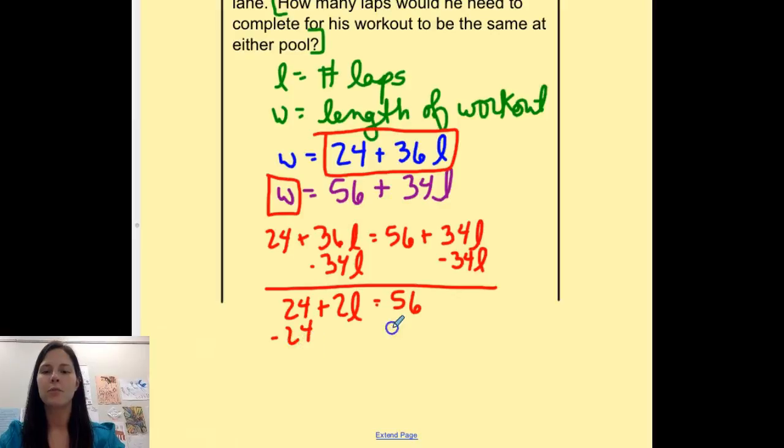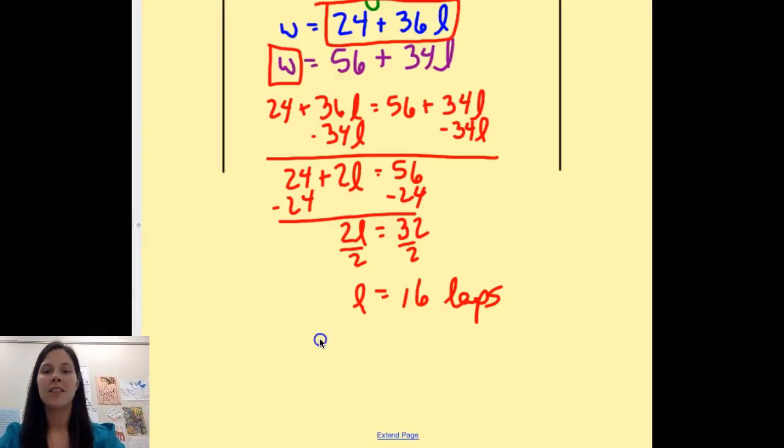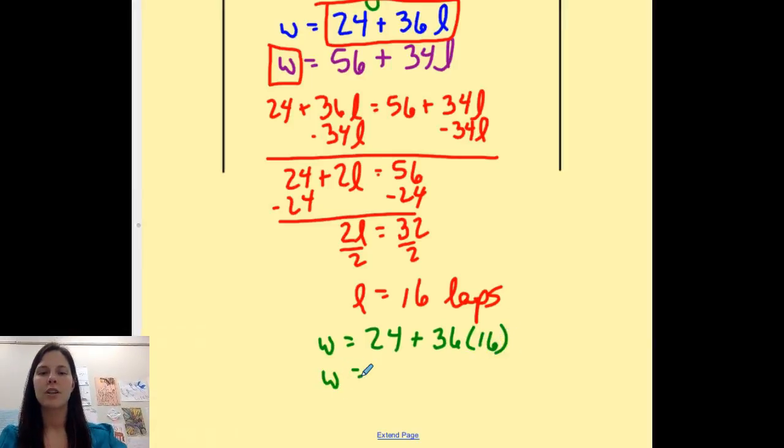Subtracting that 24 from both sides, we get 2L equals 32. Dividing both sides by 2, we get the number of laps in each pool would need to be 16 in order for them to be the same workout. Using either equation, I'm going to use my blue one since that's the one we started with. The workout will equal his 24-meter warm-up plus 36 meters times the 16 laps that he will take in the pool. So his total workout will be 600 meters.